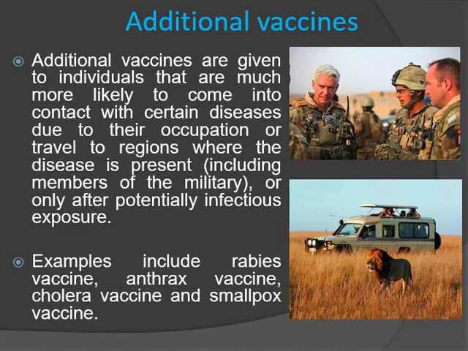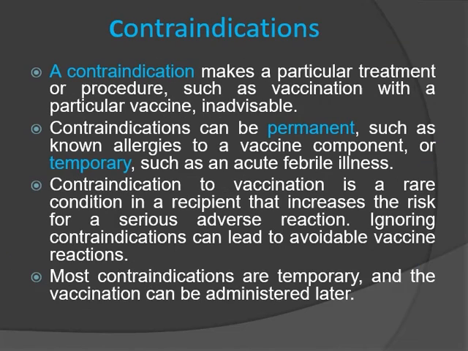A contraindication makes a particular treatment or procedure, such as vaccination with a particular vaccine, unadvisable. Contraindications can be permanent, such as known allergies to a vaccine component, or temporary, such as acute febrile illness. Contraindication to vaccination is a rare condition in a recipient that increases the risk for serious adverse reactions. Ignoring contraindications can lead to avoidable vaccine reactions. Most contraindications are temporary, and the vaccination can be administered later.